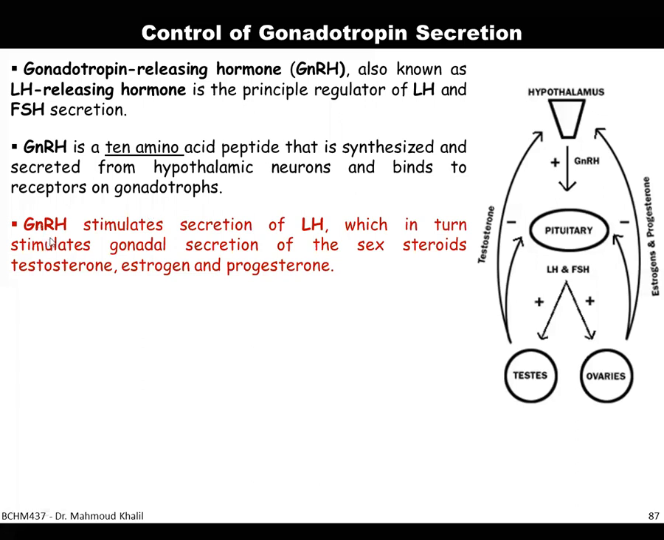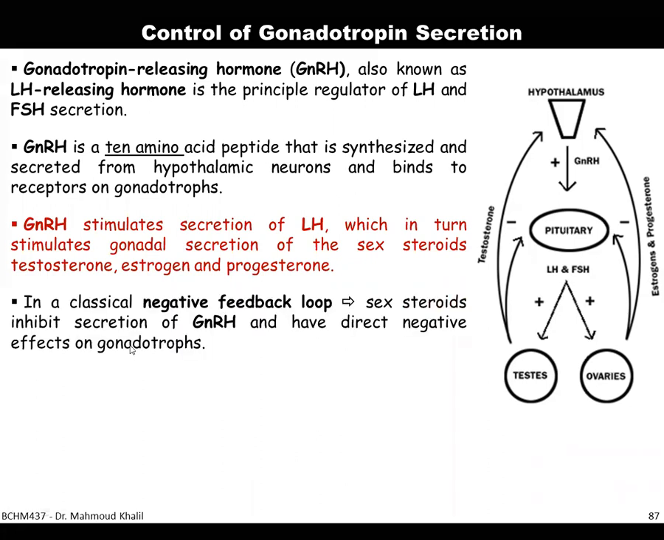This gonadotropin releasing hormone also stimulates the secretion of LH, which in turn stimulates the secretion of the gonadal sex steroid hormones, either testosterone, estrogen, or progesterone. In a classical negative feedback, these sex steroids produced by the gonads inhibit the secretion of gonadotropin releasing hormone and also have a direct negative effect on the gonadotrophs of the pituitary gland.